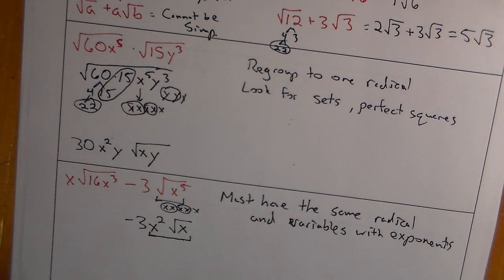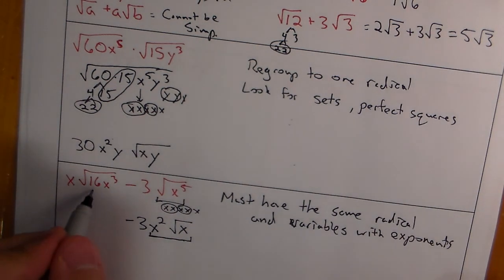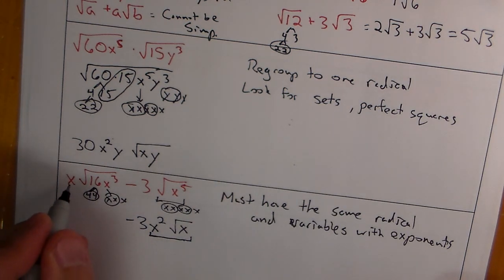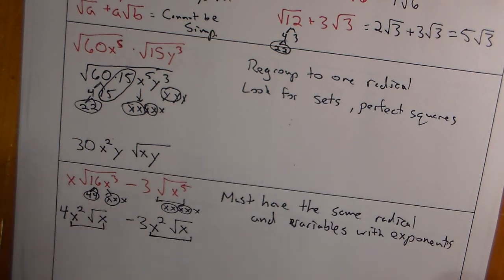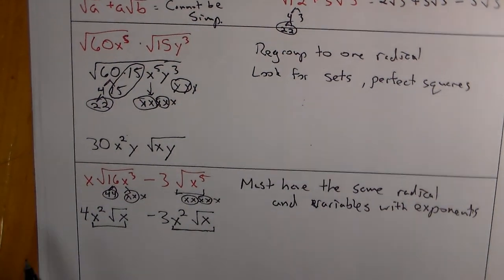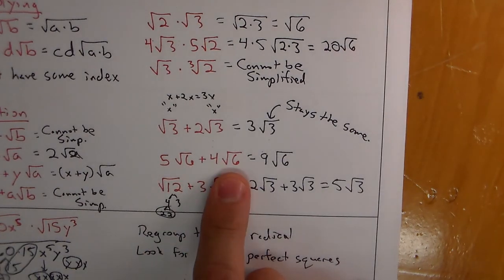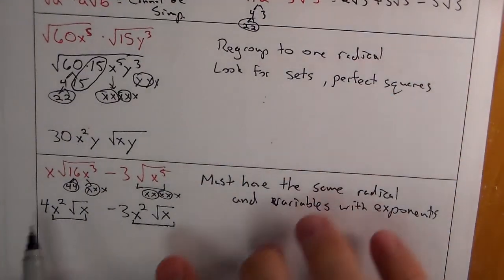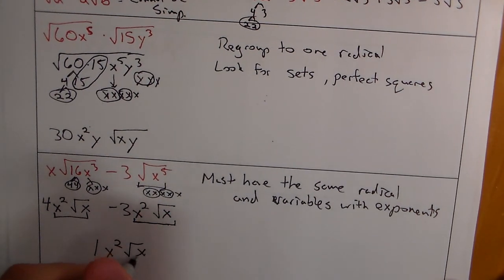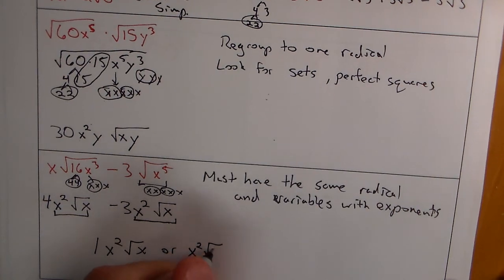So now if I look at it a little bit more, I've got x square root of 16x to the 3rd. Well, I know 16, the square root of that is 4. So that's going to come out. X to the 3rd has 1 set coming out, to go along with the one that's already there, becomes x squared square root x. And lo and behold, they match. So now all we're left to do is subtract the coefficients. Same thing we did up here. 5 and 4 became 9 because it was addition. 4 minus 3 down here is going to become 1 x squared square root x, or just write x squared square root x.